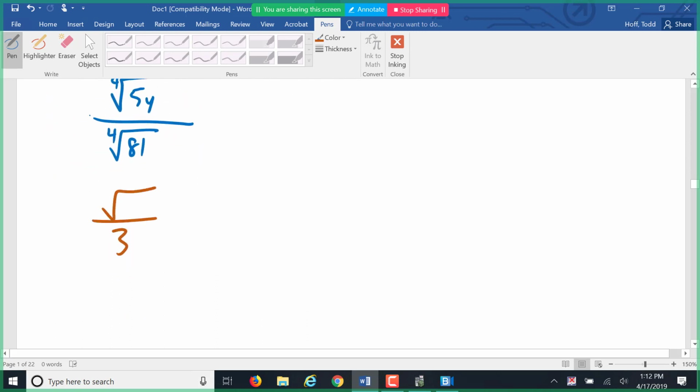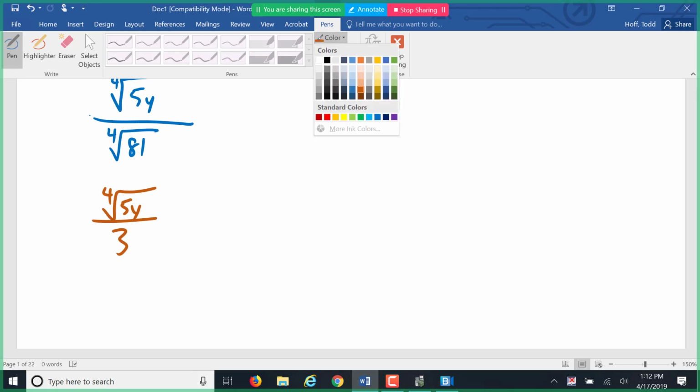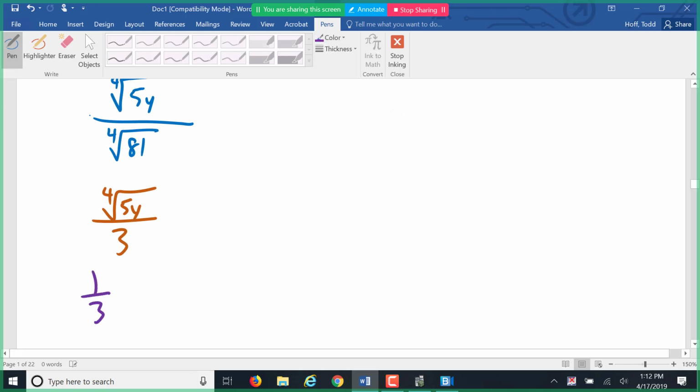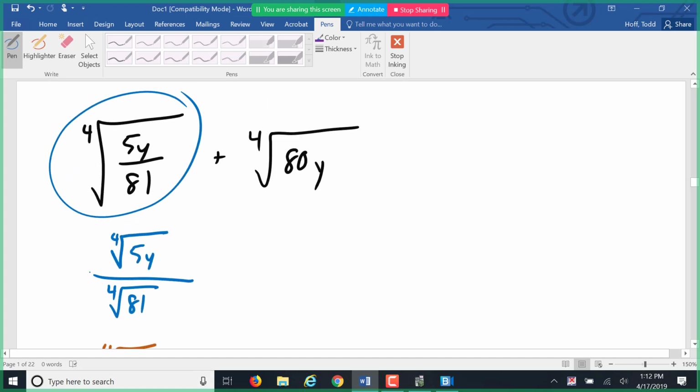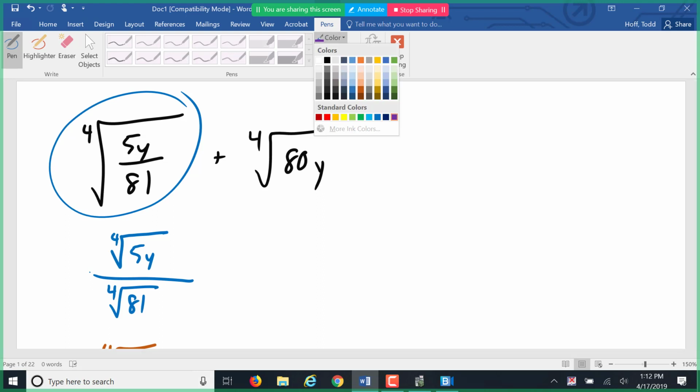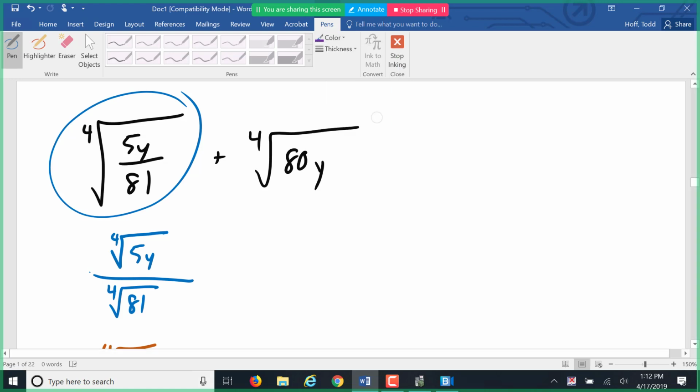So this is the fourth root of 5y over 3. Might be more helpful to think of it as 1/3 times the fourth root of 5y. Over here, I can split 80 into 2 to the 4th power times 5.